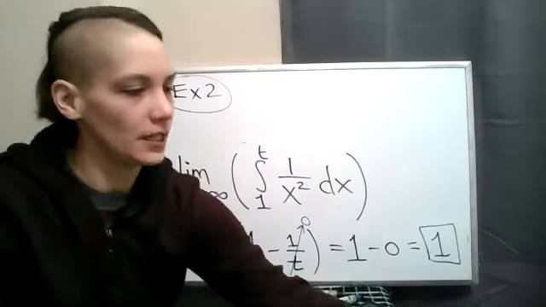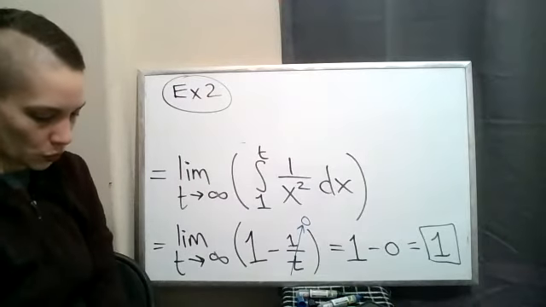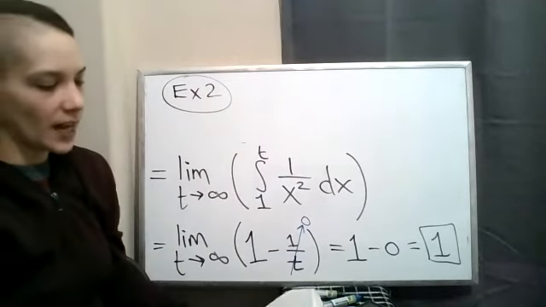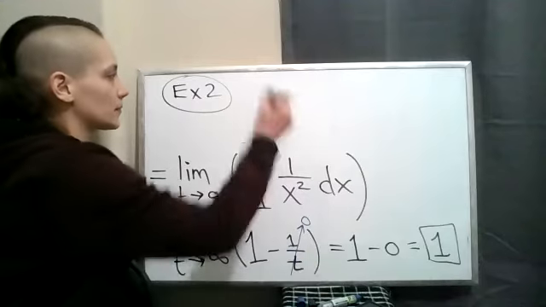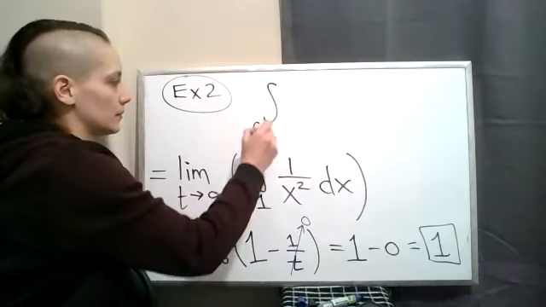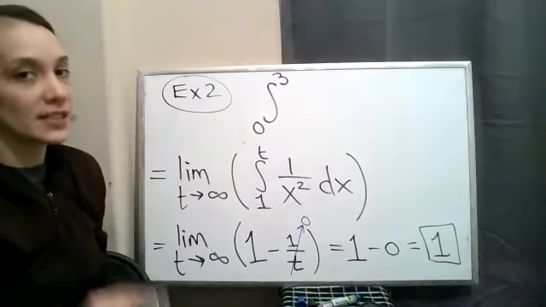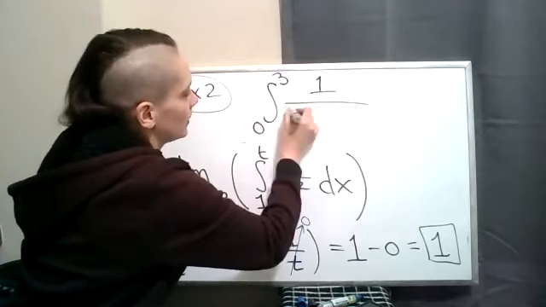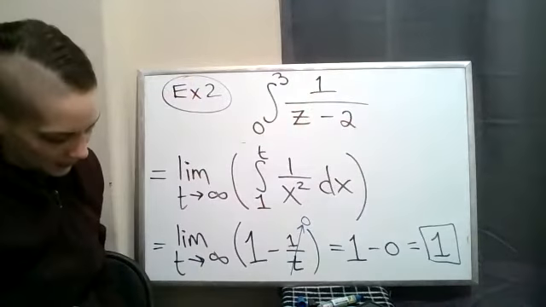So let's try another one. We're going to have an integral from 0 to 3 of 1 over z minus 2 dz.